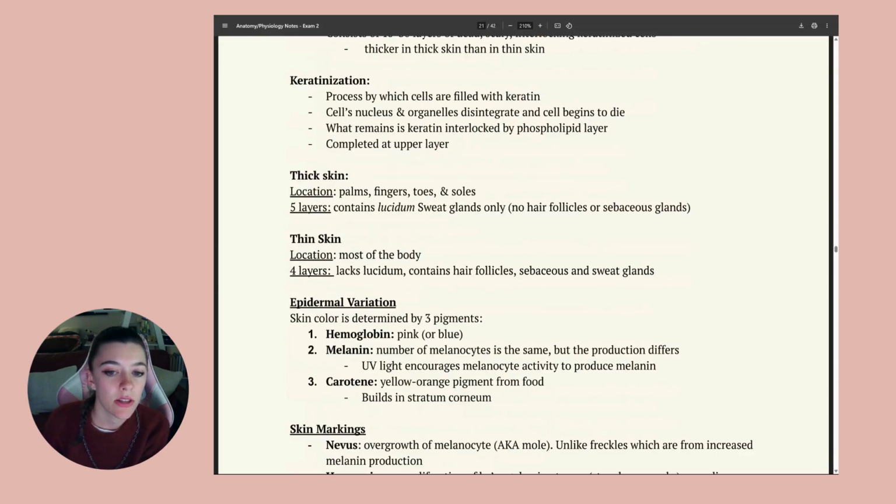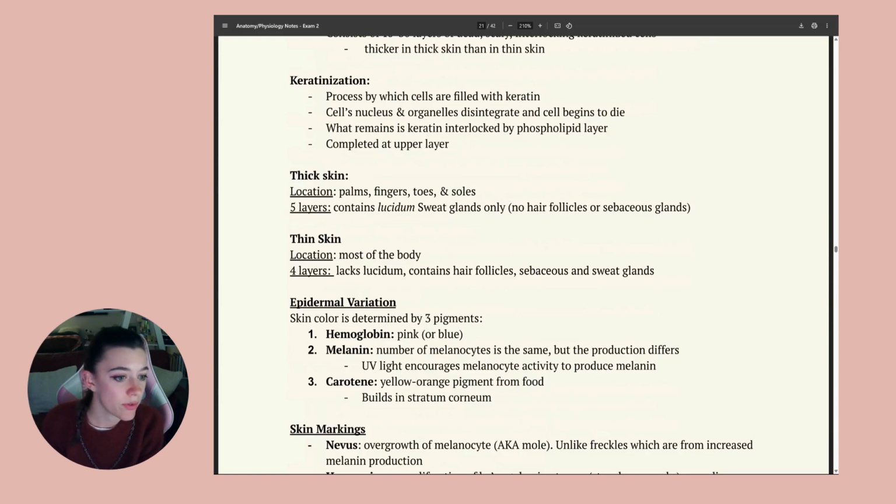Thick skin location: palms, fingers, toes, and soles. It has 5 layers, as opposed to thin skin, which only has 4. Thick skin contains stratum lucidum and sweat glands only. That means no hair follicles or sebaceous glands.